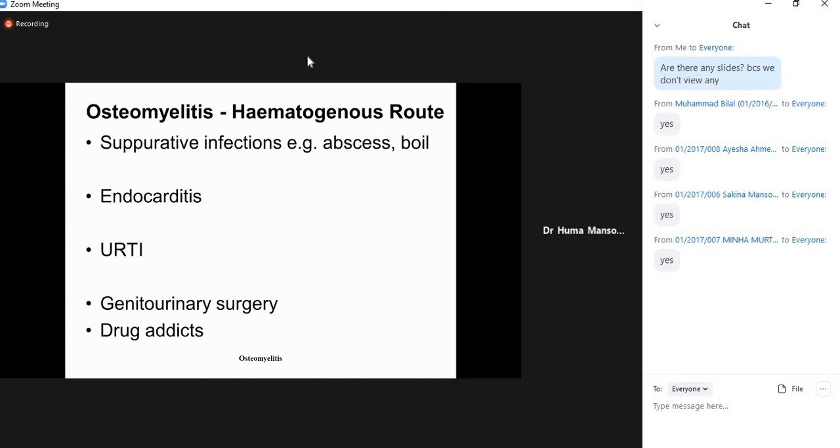So these are endocarditis, upper respiratory tract infection, genitourinary surgeries, and drug addicts, and any suppurative infection of the skin like an abscess, boil, or any skin infection can lead to hematogenous spread, and it leads to osteomyelitis.